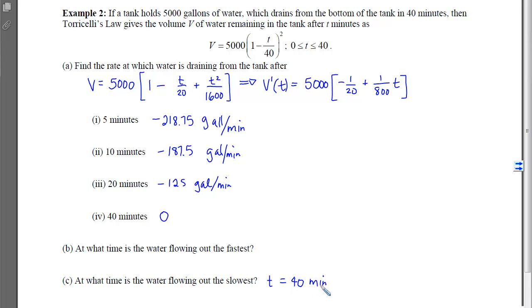So to get it at the fastest, we can see that as time goes on, we are decreasing the rate at which the water's flowing out. So I would anticipate that the maximum rate of water flowing out would occur right when we pull the plug. So that would be at the very initial time. So if we were to plug in a time equals 0 here, we can see that we're going to get a negative 250, which is definitely going to be a faster water flow than at 5 minutes.